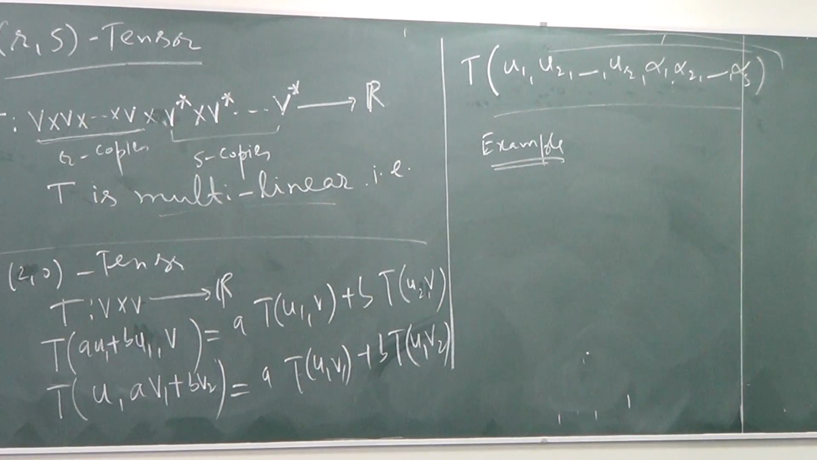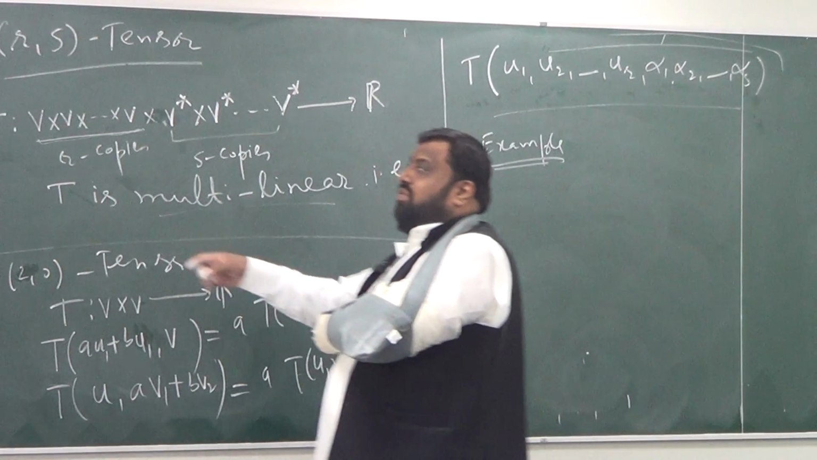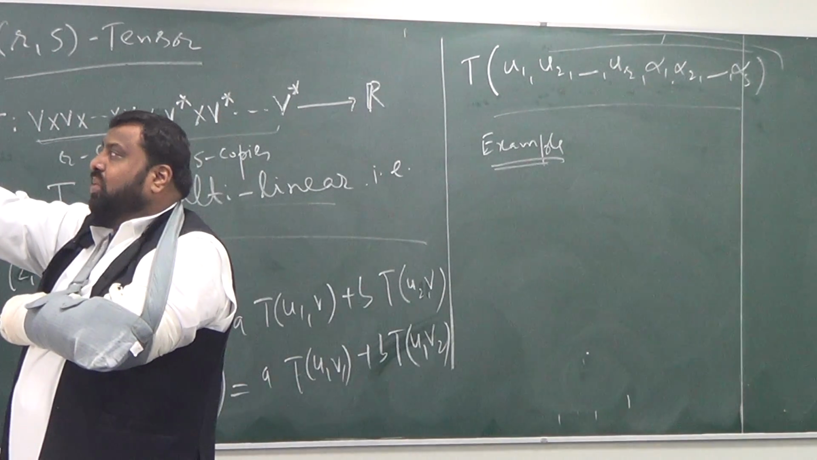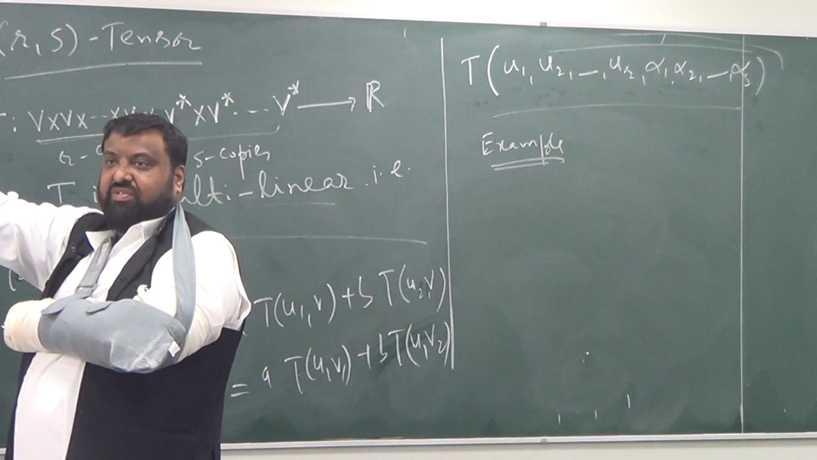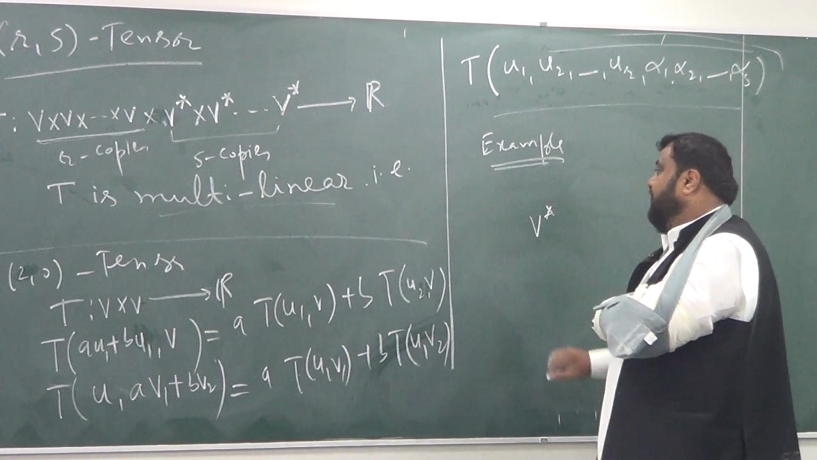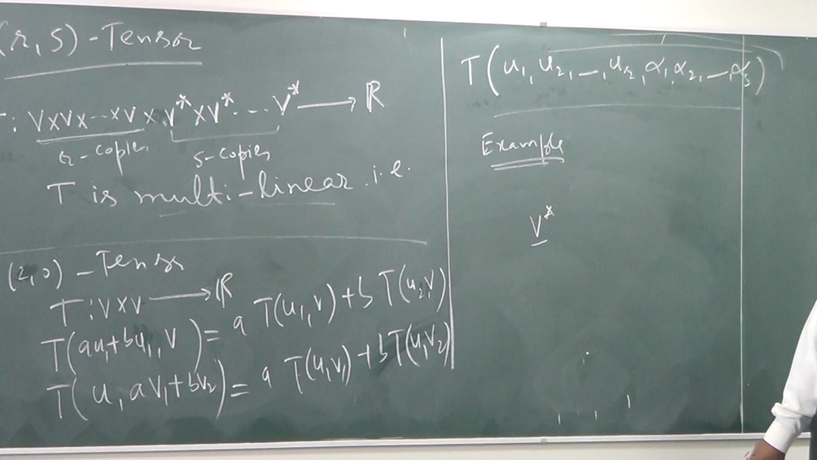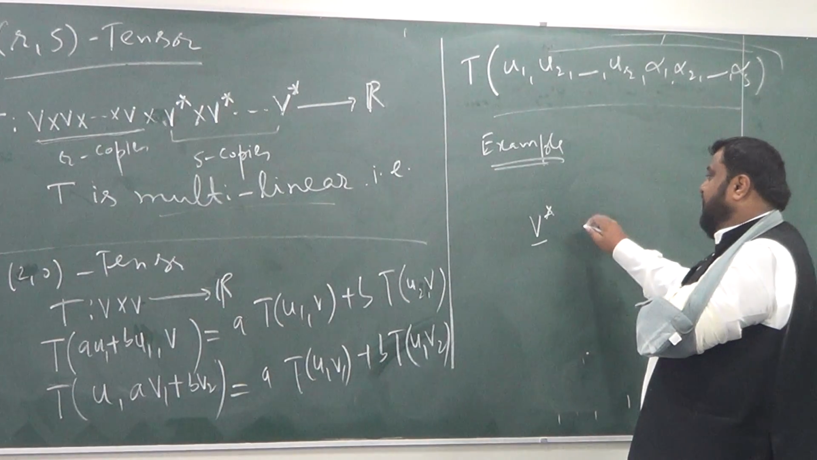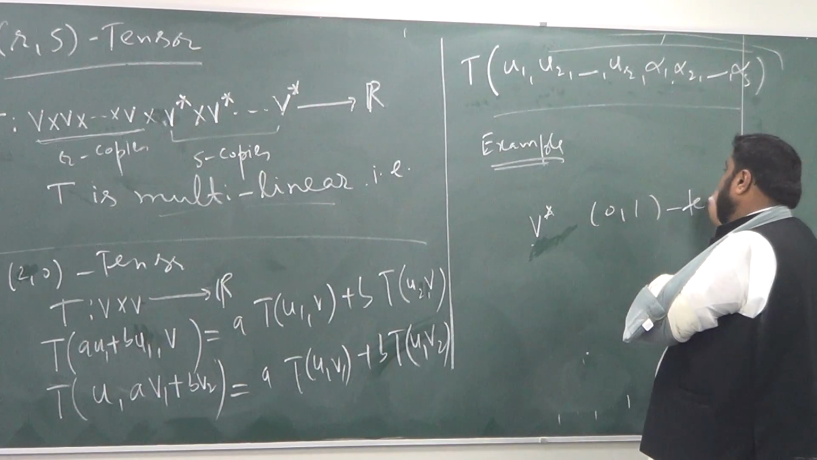Give me another example. If you take any linear map, so all elements of the dual space are tensors actually. So what would be the rank of the elements of dual space? It will be vector number zero, covector one. So this is going to be (0,1) tensors actually.